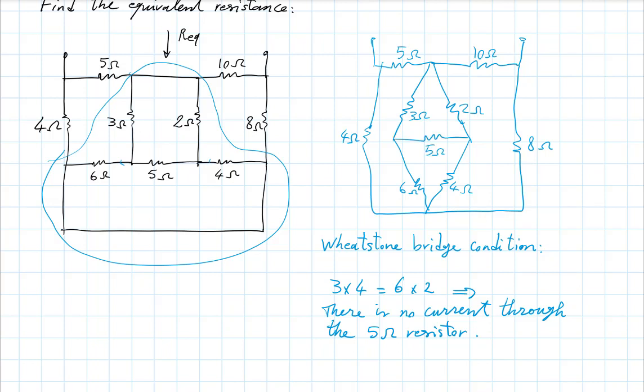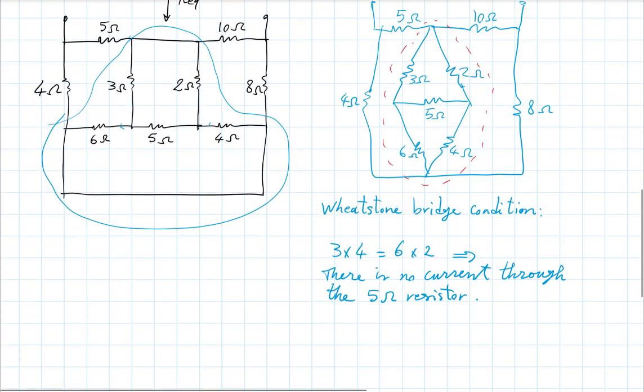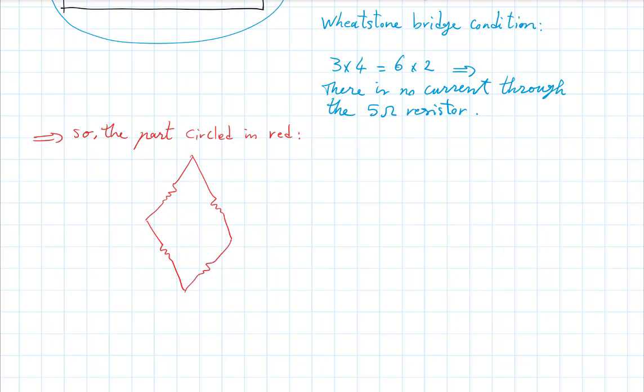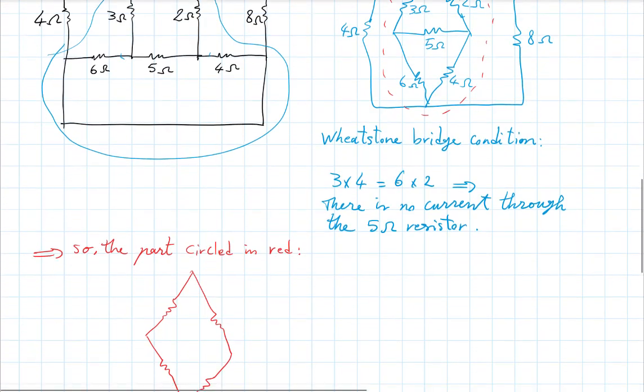And now let's look at the rest of the circuit. Let me put that back in there. So this chunk then gets simplified greatly. So then the part circled in red is simply that. Three, 6, 2, and 4.